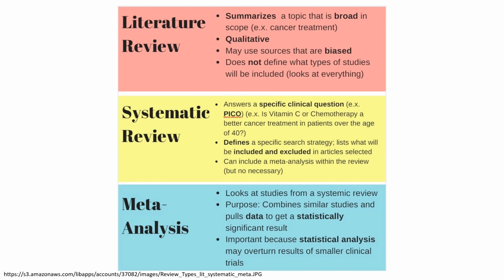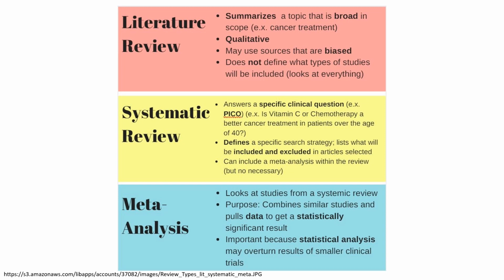A systematic review, on the other hand, is a little bit more stringent. So it usually answers a specific clinical question. So, for example, is vitamin C or chemotherapy a better cancer treatment in patients over the age of 40? And then it defines specific search strategies and how articles will be included or excluded from the review, and it can also include a meta-analysis, but it's not required.